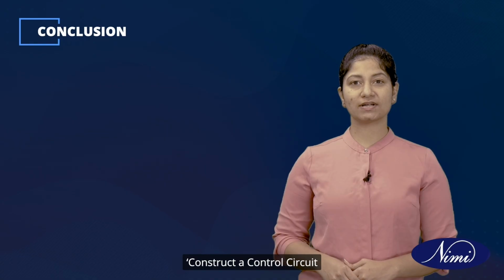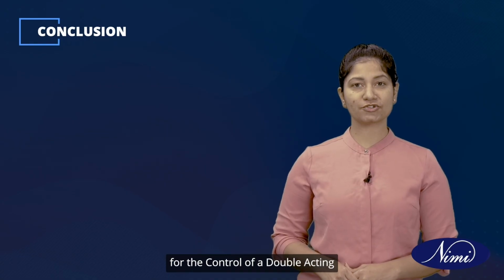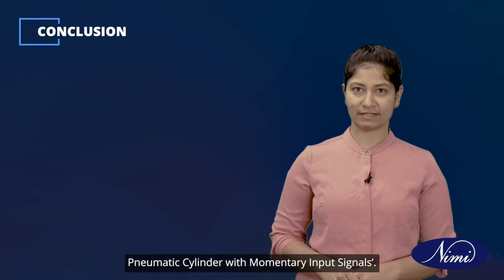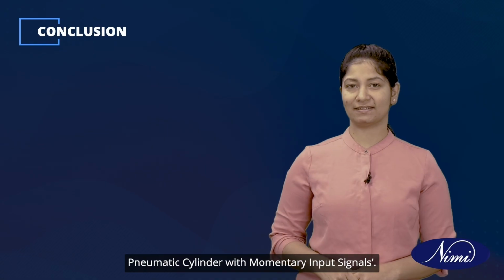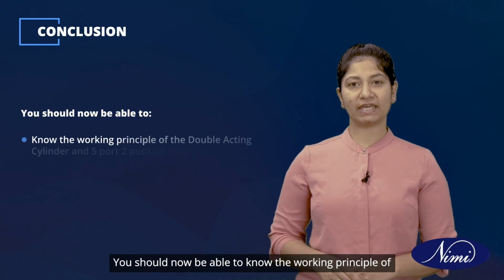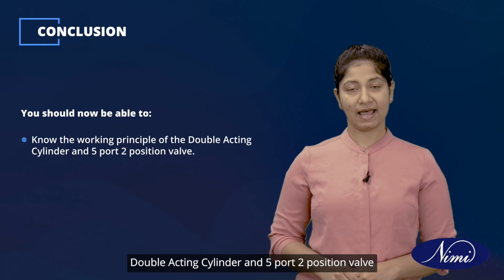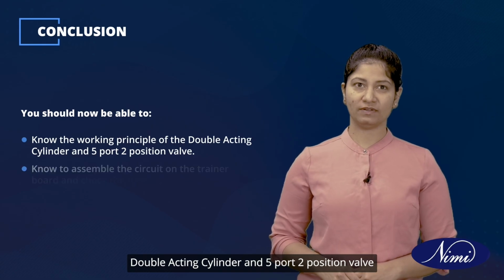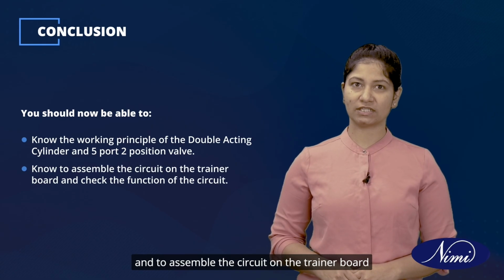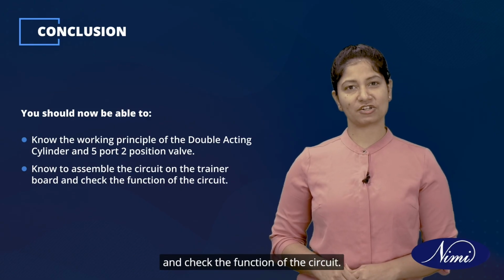We have reached the end of this session on constructing a control circuit for the control of a double-acting pneumatic cylinder with momentary input signals. You should now be able to know the working principle of the double-acting cylinder and 5-port 2-position valve, and to assemble the circuit on the trainer board and check the function of the circuit.